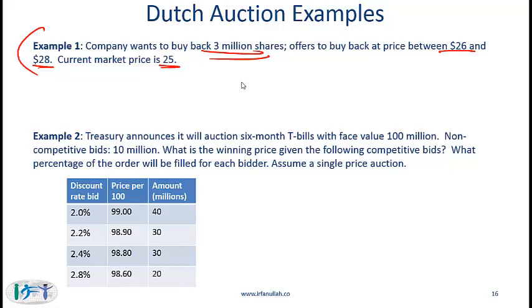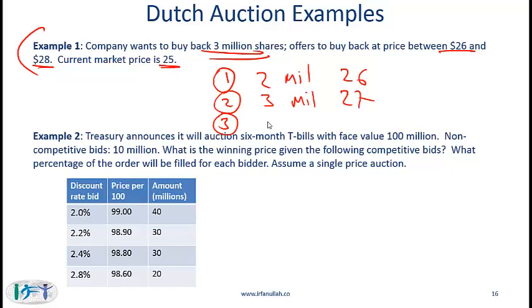Say we have the following bidders. Bidder 1 says that he will sell 2 million shares at 26. Bidder 2 says that he will sell 3 million shares at 27. And bidder 3 says that he will sell back to the company 4 million shares at 28. Now, what will the company do? Obviously, the company would like to buy back at the lowest possible price of 26.